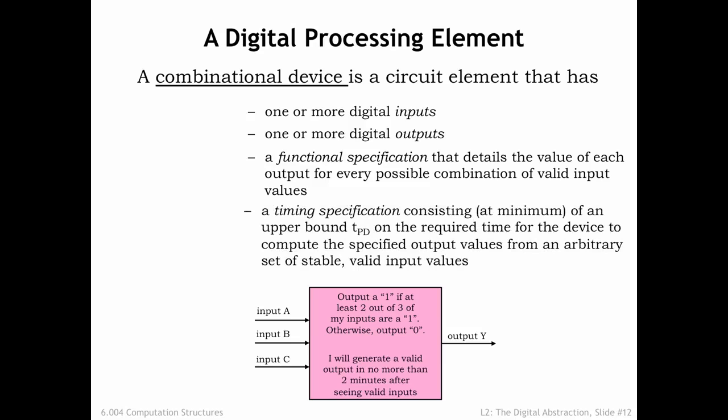Finally, a combinational device has a timing specification that tells us how long it takes for the output of the device to reflect changes in its input values. At a minimum, there must be a specification of the propagation delay, called TPD, that is an upper bound on the time from when the inputs reach stable and valid digital values to when the output is guaranteed to have a stable and valid output value. Collectively, we call these 4 criteria the static discipline, which must be satisfied by all combinational devices.